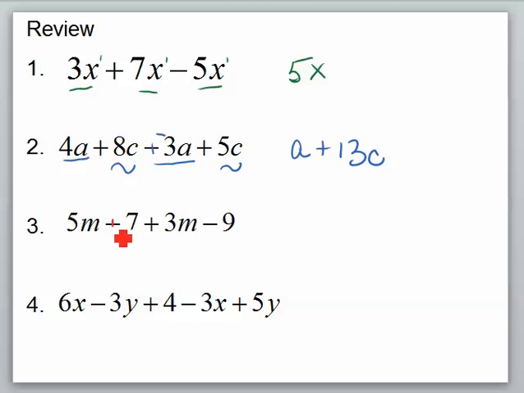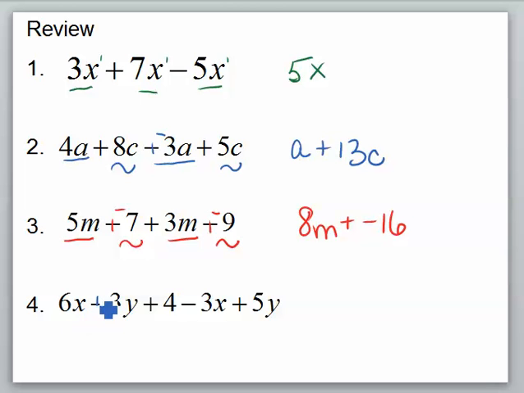On the next one, I can change my signs to plus the opposite. I like to do that so I don't think about whether I need addition or subtraction sign. I can always just put addition signs between them. I've got 5M and 3M, which is 8M. And I have negative 7 and negative 9, which is negative 16.